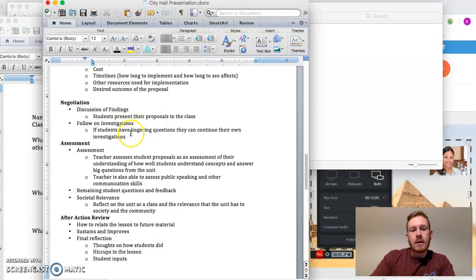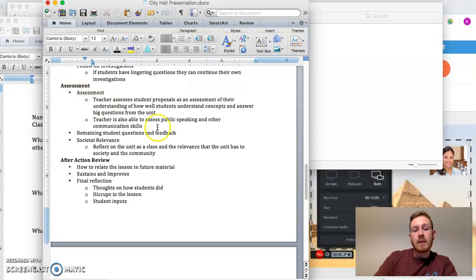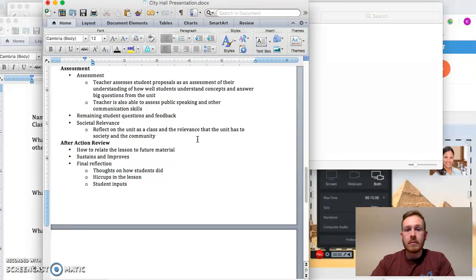I don't really see it going as far as you as a class progressing further past this point unless you have extra time and really want to. As this lesson kind of is the assessment, you as the teacher need to assess the student proposals and then use that as an assessment of their understanding of how well they know the concepts and answer the big questions from the unit. Because if they don't do that, then they might not really understand what's going on. You might have to go back over some things, or they might not be as successful as you want. And so that probably would then lead to some revamping of the unit.